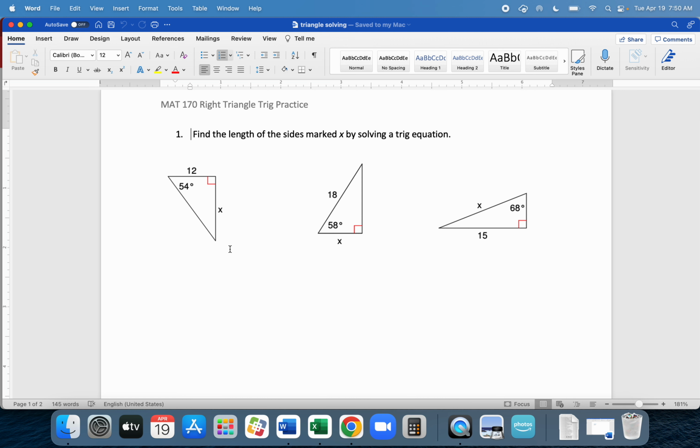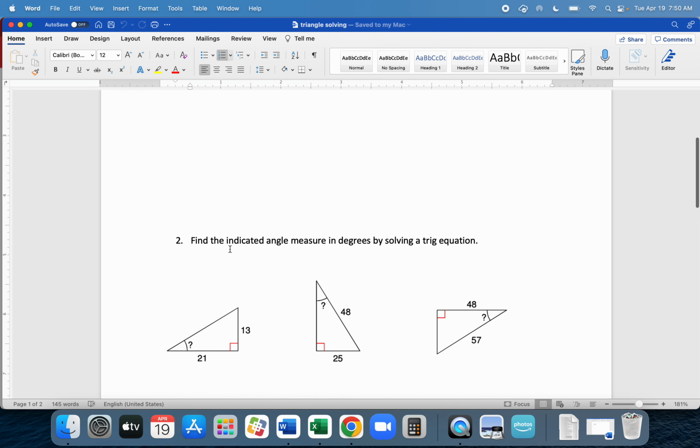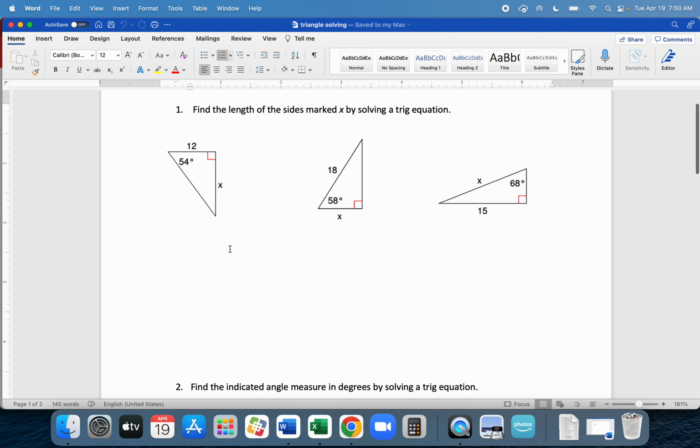So what I'd like you to do is try the other two questions at the top here, and if you want to, go on to the next three. The first three are all solving for unknown side lengths. Question 2 is solving for unknown angle measurements.